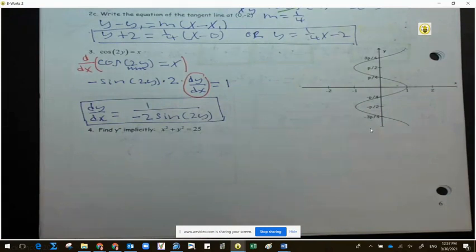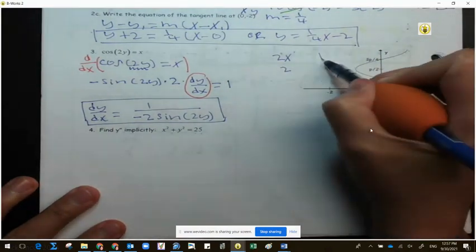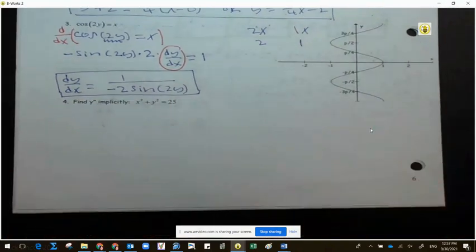Why is it equal to 1, 0? The derivative of 2x is 2. So derivative of 1x is 1. Oh. Okay? All right, moving on to number 4.